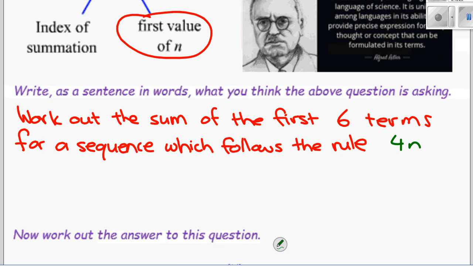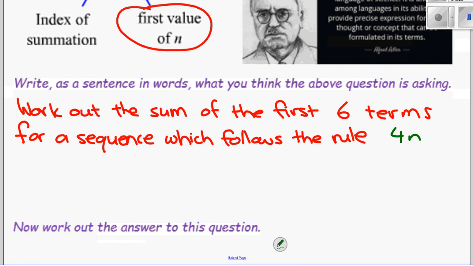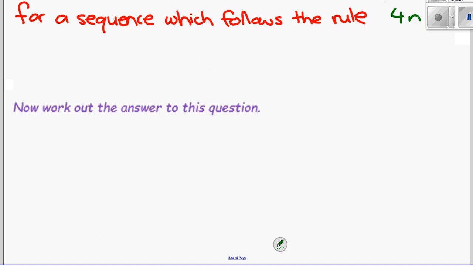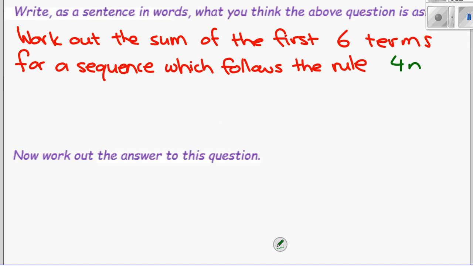Then it says now work out the answer to the question. So basically it's going to be things like that. So we'll do a little example just pointing out how we got the first and second term maybe. So the first term will be 4 times 1 equals 4. Just a few little examples of finding the term.